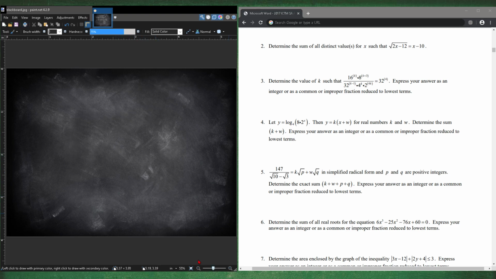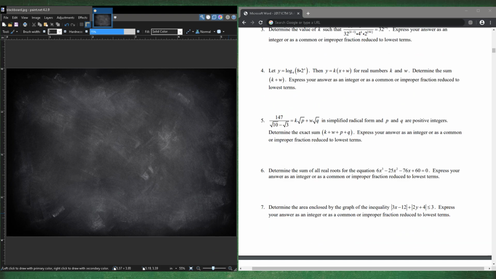And just your answer for 4. Number 5: 147 divided by square root 10 minus square root 3. And we have to find it in the form k squared p plus w squared q. And then find the exact sum, k plus w plus b plus q.